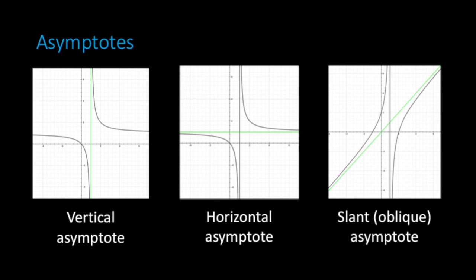An asymptote is a line that a function approaches but never quite reaches. An asymptote can be vertical, horizontal, or slant, and the asymptotes in these pictures are shown in green. As you can see, the middle one is horizontal.